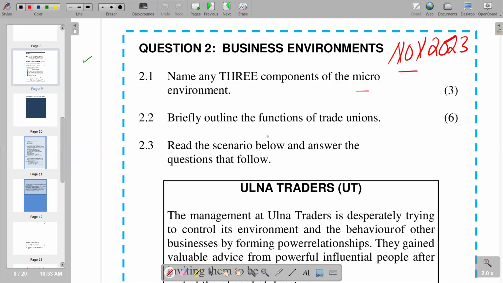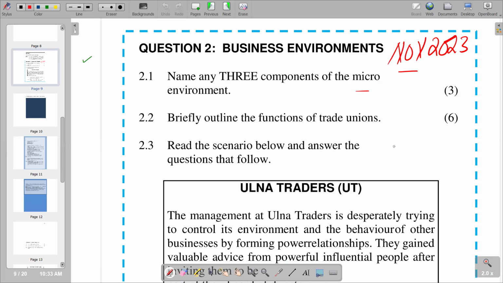So going to the next question, 2.2, briefly outline the functions of a trade union. We know the trade union is also called the labor union, and it is an organization made up of members, and this membership is workers. So the membership in trade unions consists of workers. The trade union is just an organization that is going to act on behalf of those workers.